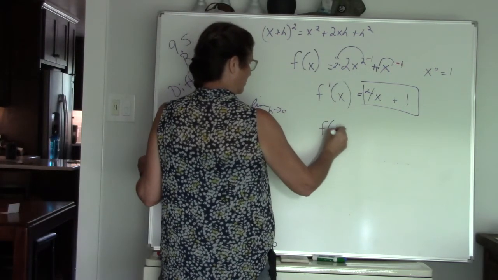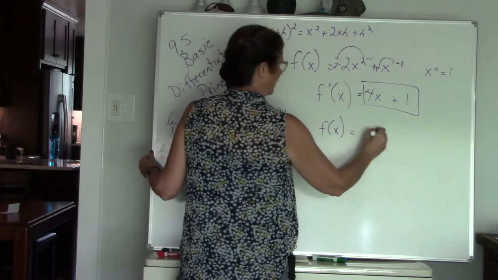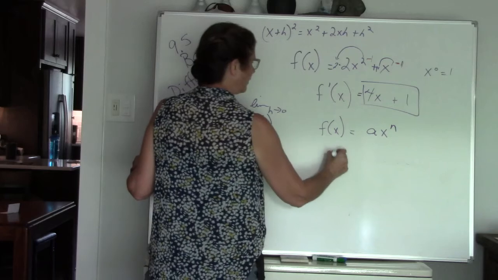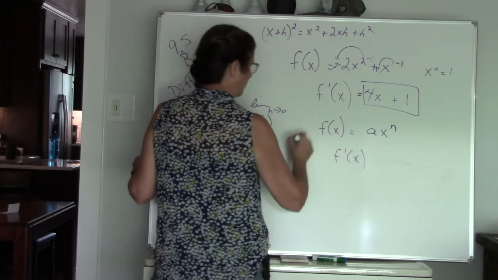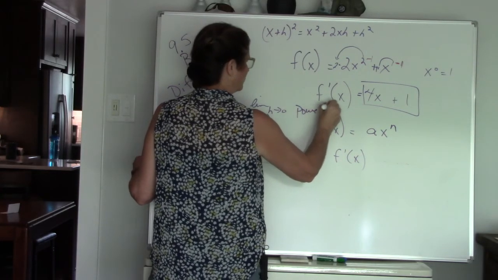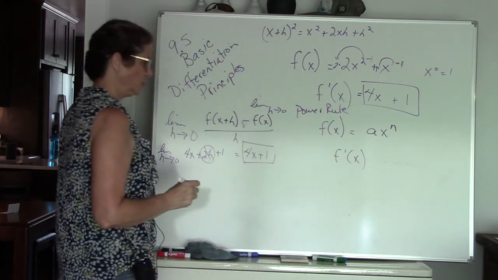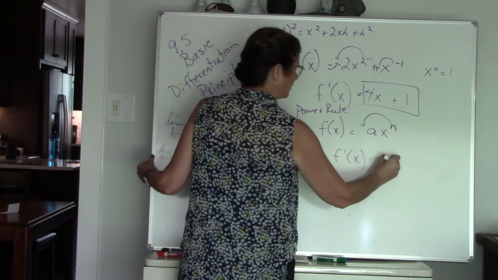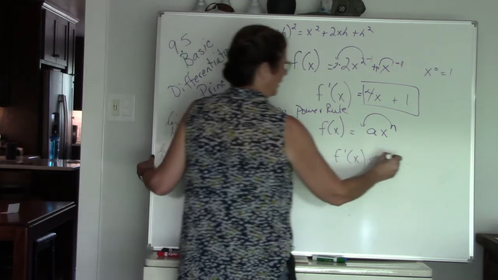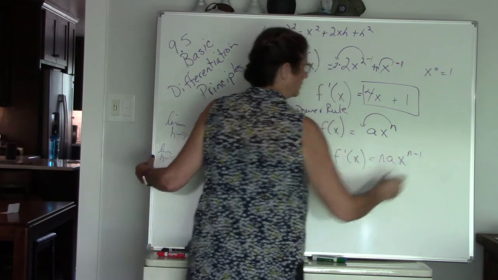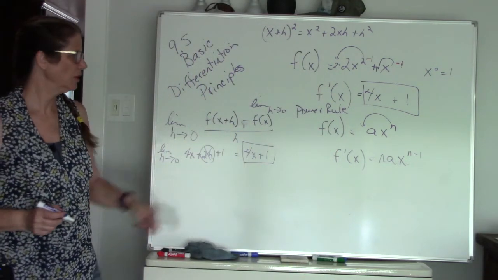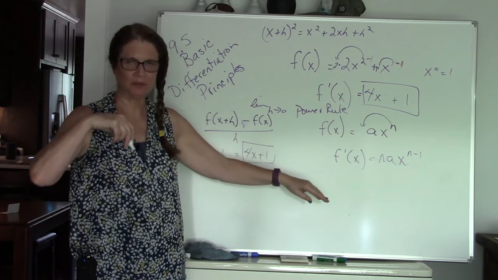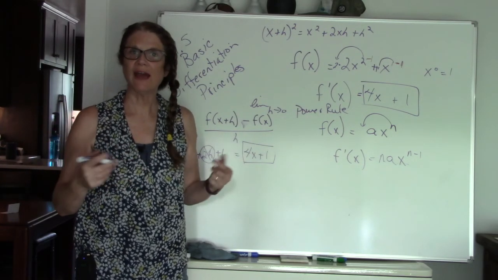Okay, so let me show you in general what you're doing. So you have a function, ax to the n power. Okay? The derivative, so this is just the general power rule. This is what we call the power rule. Okay, the general power rule is you drop your exponent to the front and multiply, and then you subtract 1 off of the original exponent. So this is a general format. Drop it to the front, multiply, subtract 1. That is the power rule.